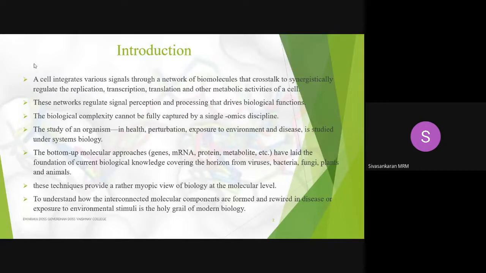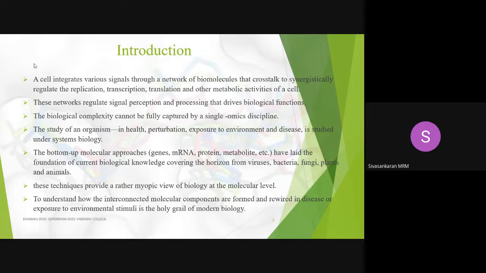to target the disease-based proteins. For that, our cells integrate various signals through a network of biomolecules that crosstalk to synergistically regulate the replication, transcription, translation, and other metabolic activities of a cell. So the proteins involved in replication, transcription, translation, and metabolic activities can be used as target proteins to inhibit the diseases. These networks regulate the signal perception and processing that drives the biological functions.